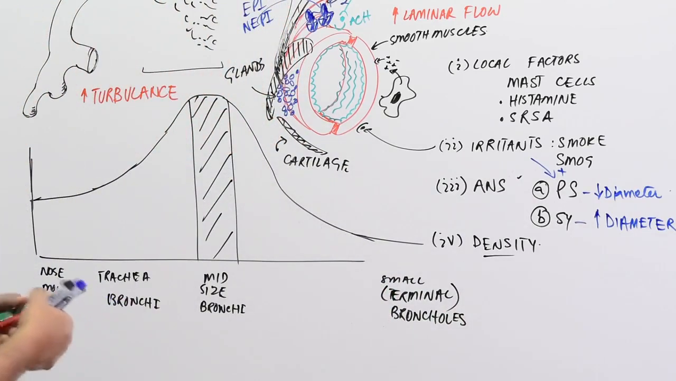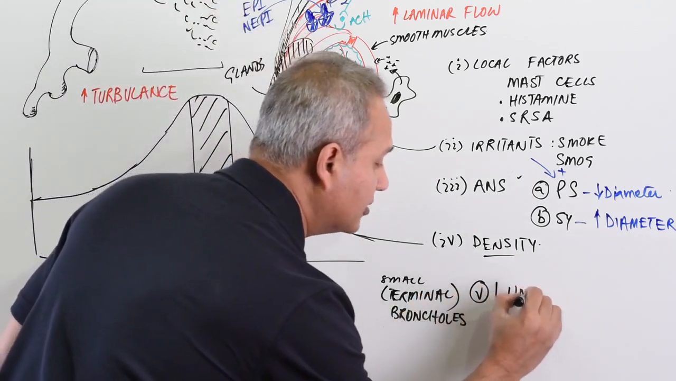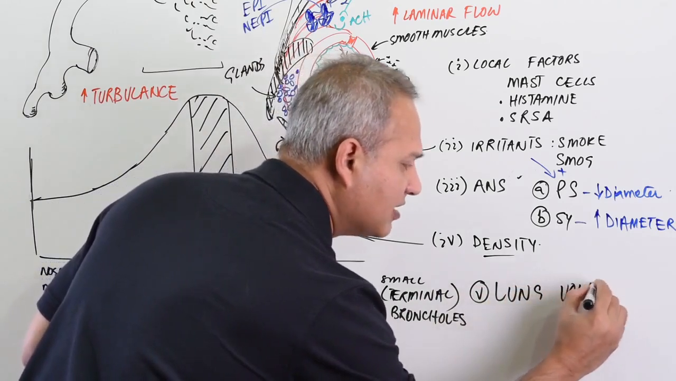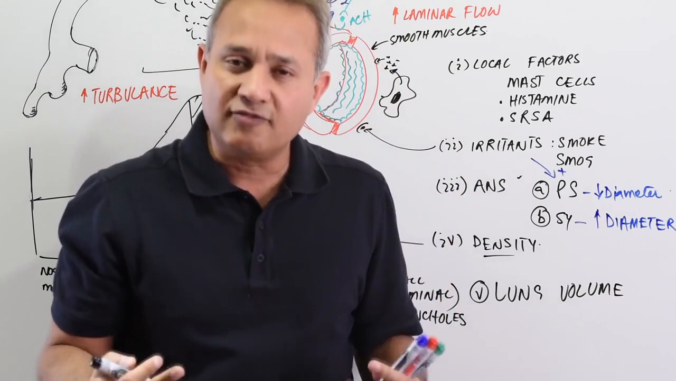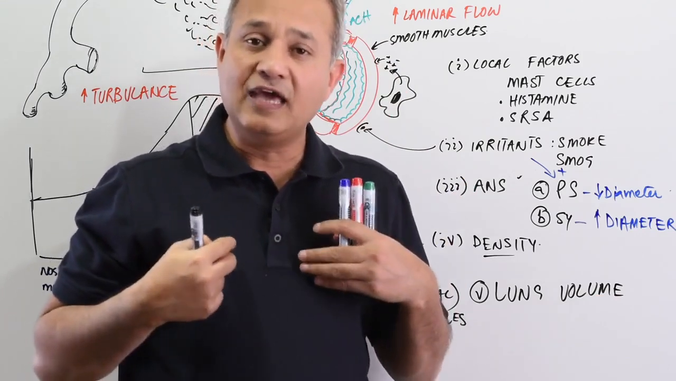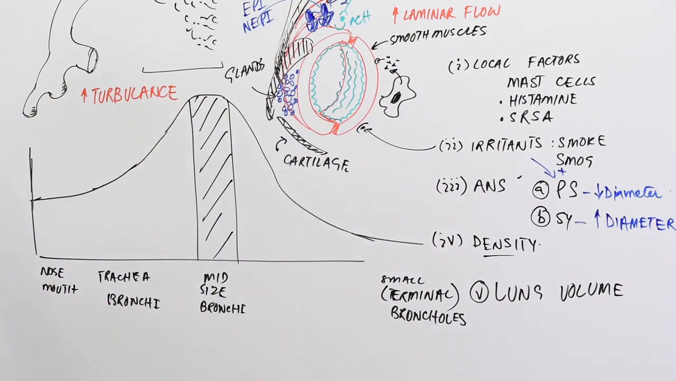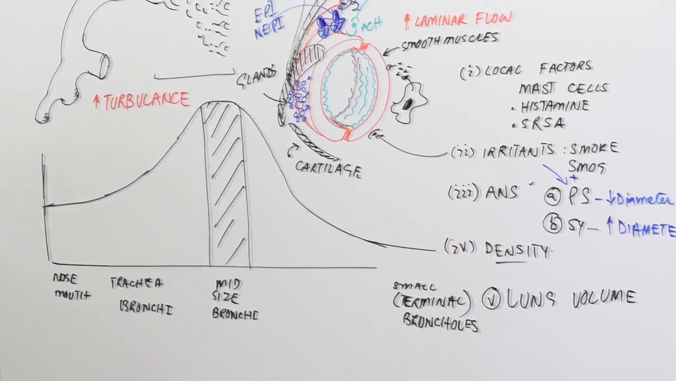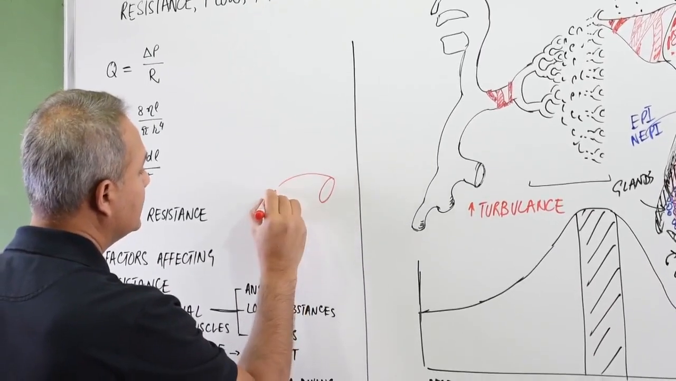And then how about the lung volume? That is the most important thing that we should pay attention to. So you say, hey, lung volume? What is the role of lung volume with airway resistance? So here is what it is. Let's make that here. Let's say this is an airway. This is an airway.